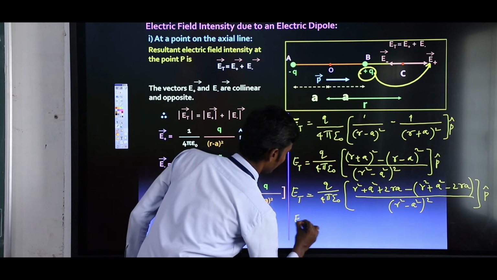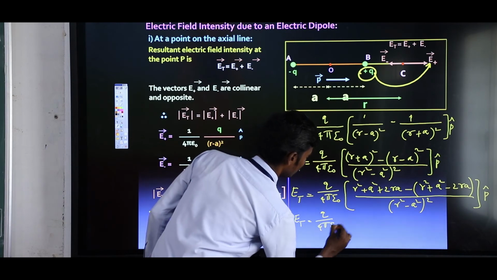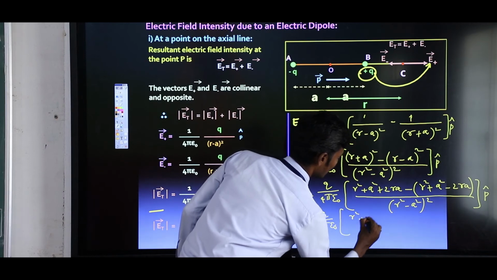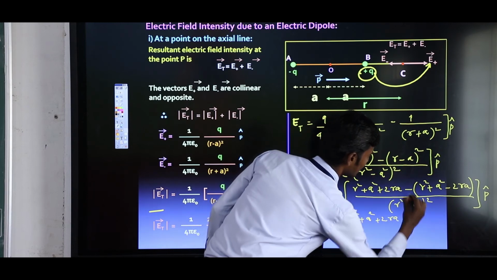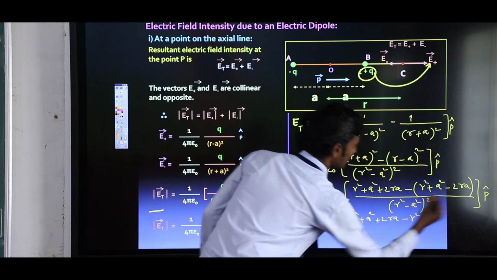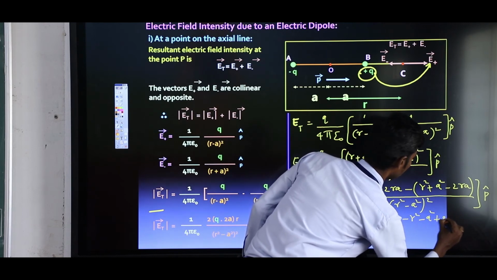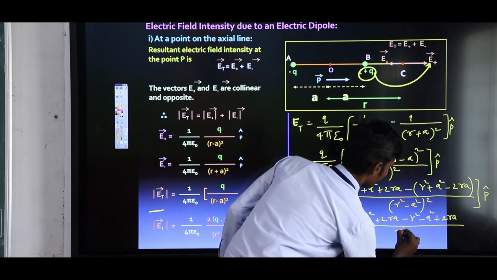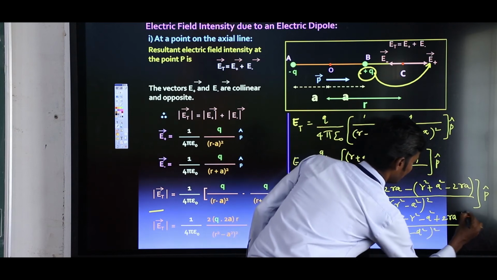Total electric field Et equal to Q by 4 pi epsilon 0 into, what is the value? r square plus a square plus 2ra minus r square minus a square, minus into minus, plus only. So 2ra divided by, what is the value? r square minus a square whole square, into P cap.